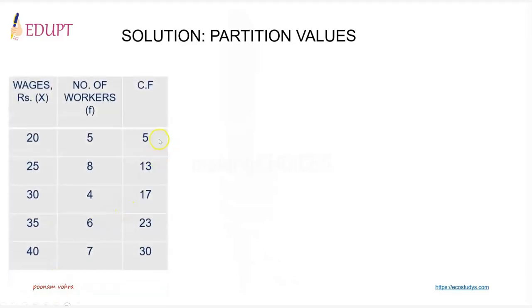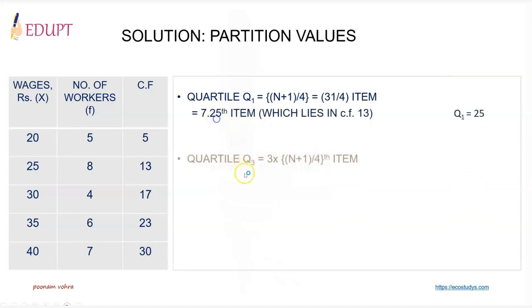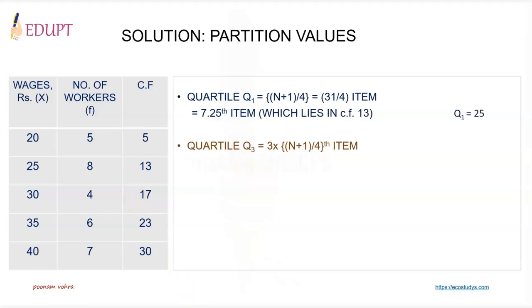First thing is to find cumulative frequency. The first value is 5, the next value would be 5 plus 8, you get 13, and after that it is 13 plus 4, you get 17, and so on. Once the cumulative frequencies are found, you begin with partition values. The first one is the first quartile, where the formula is n plus 1 by 4, and we have found n to be 30. So it will be 30 plus 1, that is 31 by 4th item, and by doing so, we get 7.25th item, which lies in the cumulative frequency of 13, and hence corresponding to it is the value 25. So 25 is the first quartile.